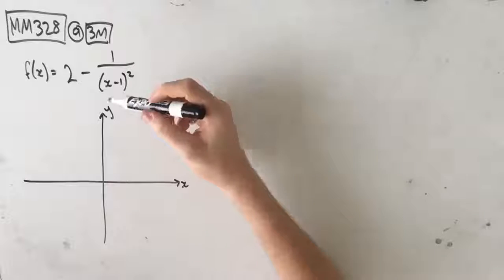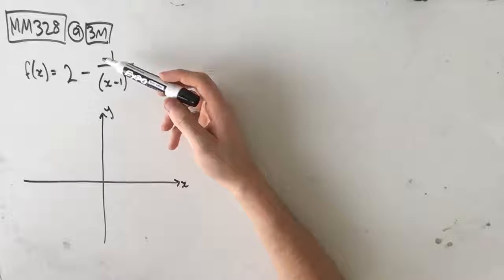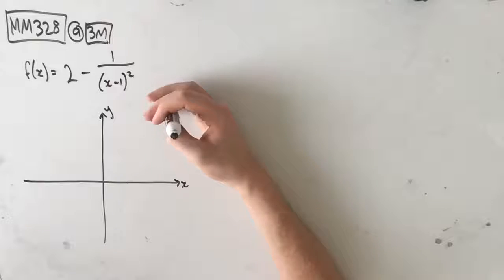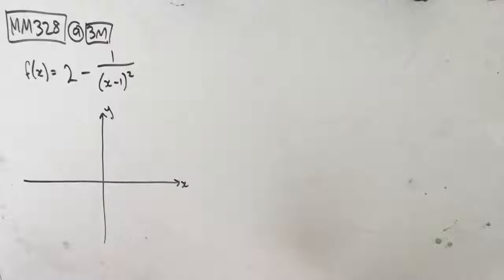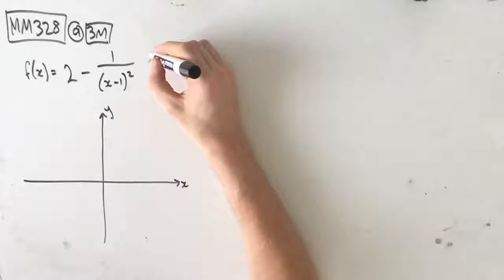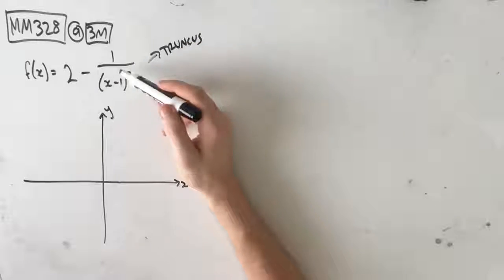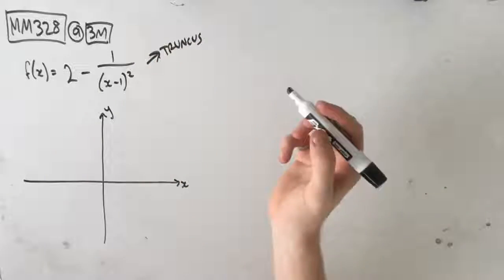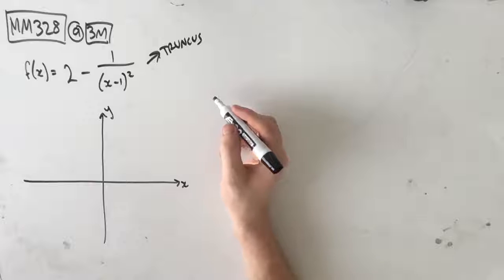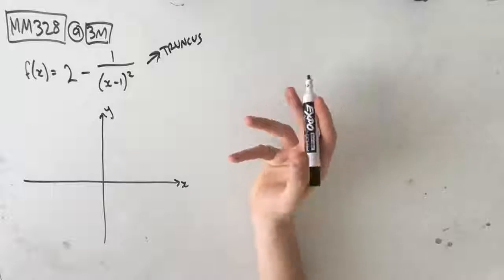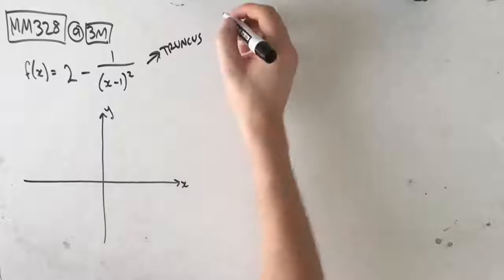So in this question we've got a function f of x equals 2 take 1 on x take 1 squared. And we need to sketch this graph in part A, which is the 3-mark question. We obviously need to label our intercepts and our asymptotes because this is a truncus. We should be able to recognize that by our 1 over x squared, okay? So that's the giveaway of the fact that it's a truncus. If you're not sure what a truncus is, you can watch this video and you can also go back and revise what that is as well.